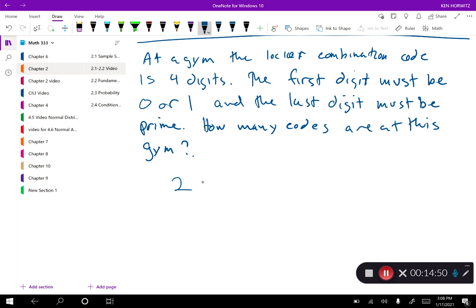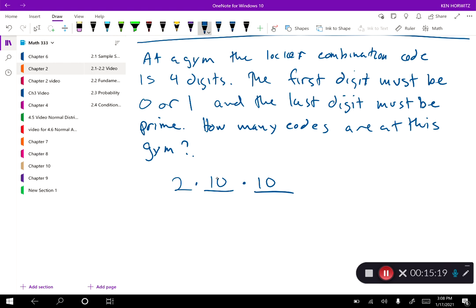Now, for the next 2 digits, it could be any digit between 0 and 9. Now, if you count the digits between 0 and 9, there are 10 possibilities. So the next two digits could have 10 possibilities. Now, the last one can only be a prime number. All right, so what we're looking for is, between 0 and 9, how many prime numbers are there?